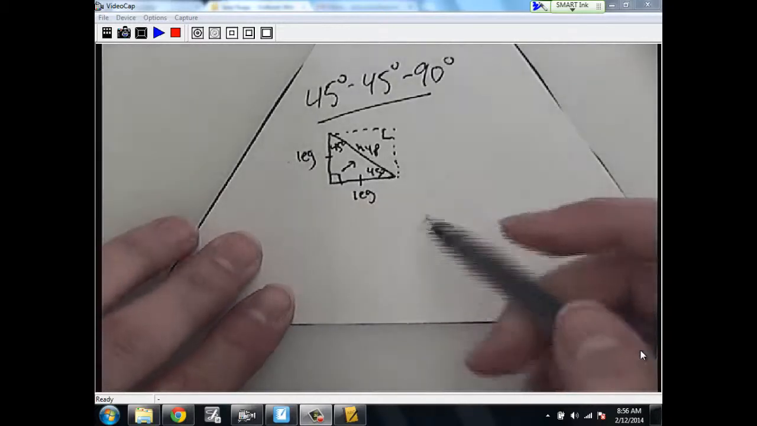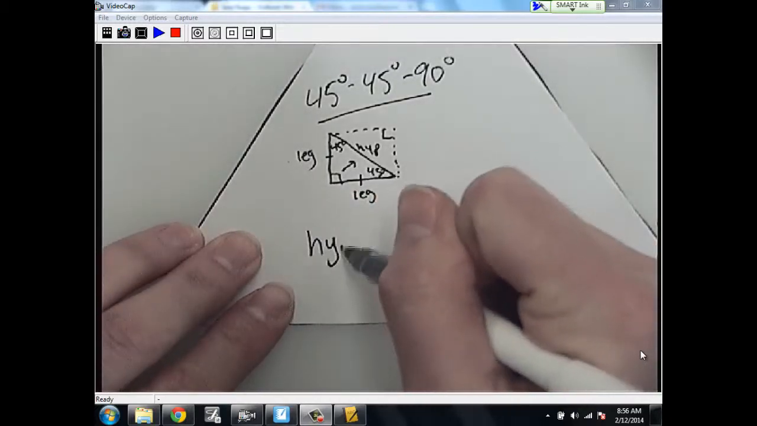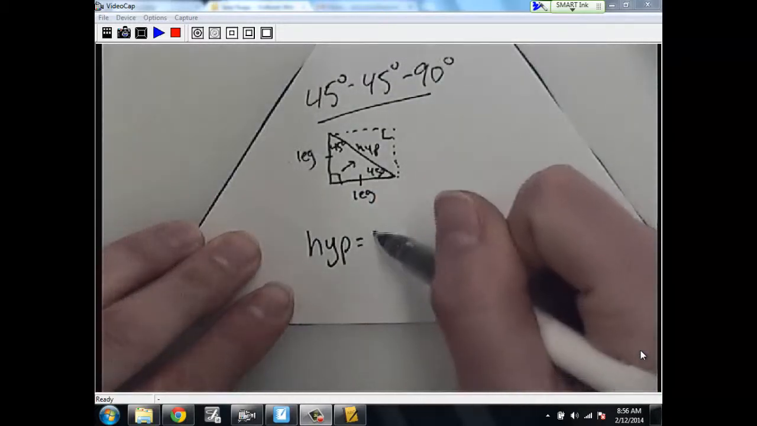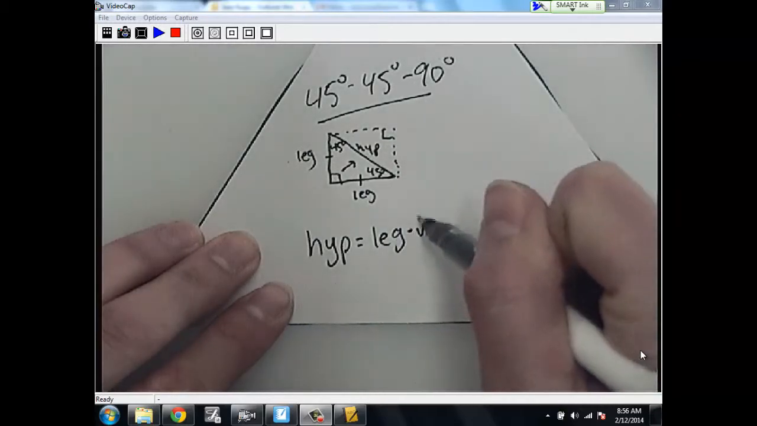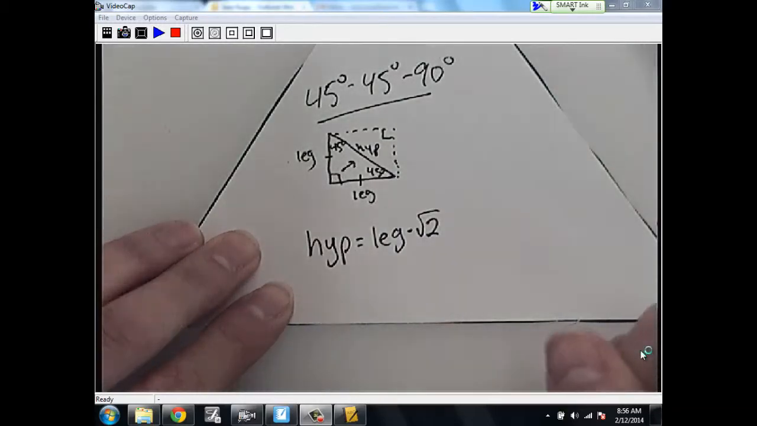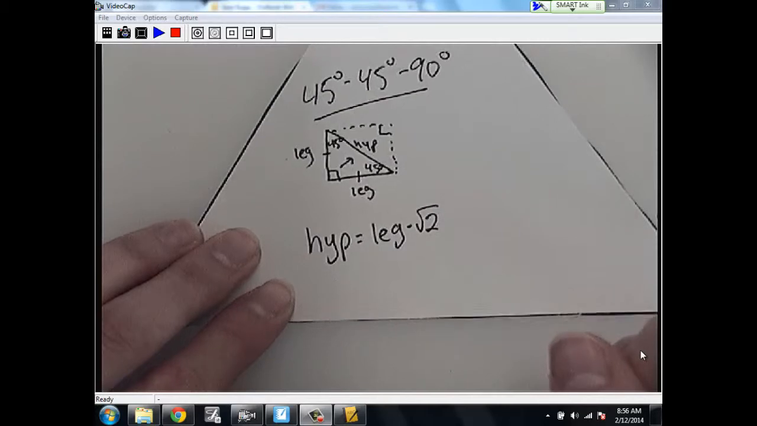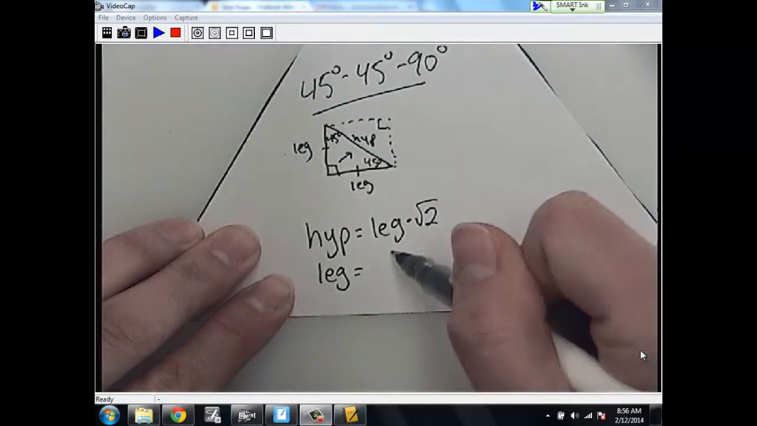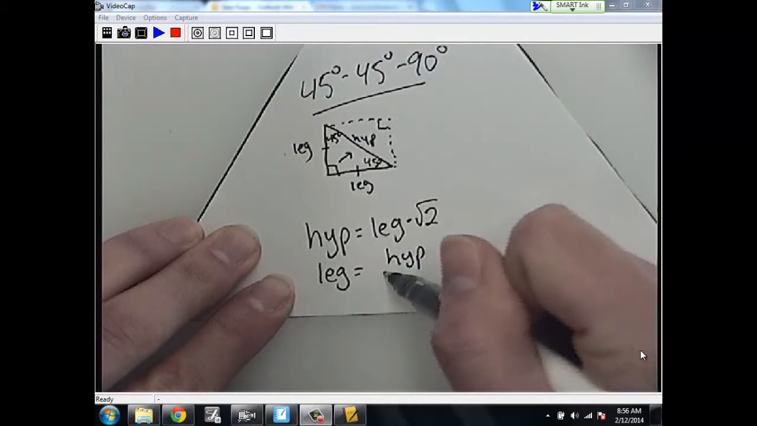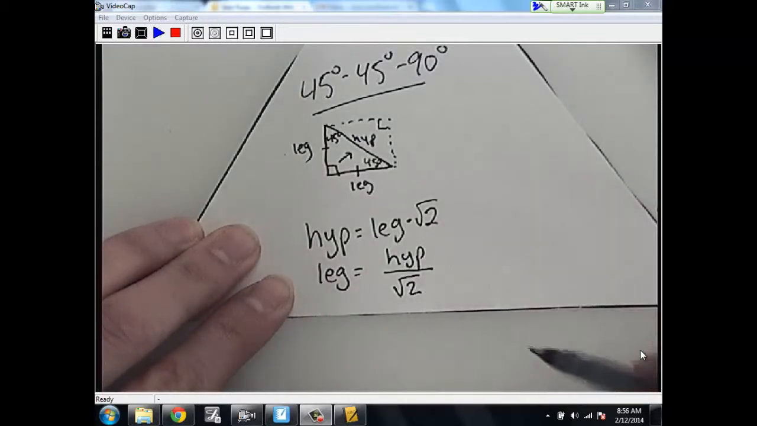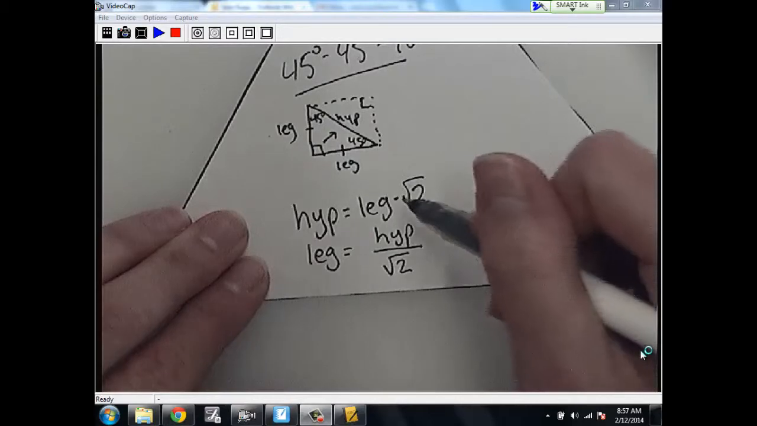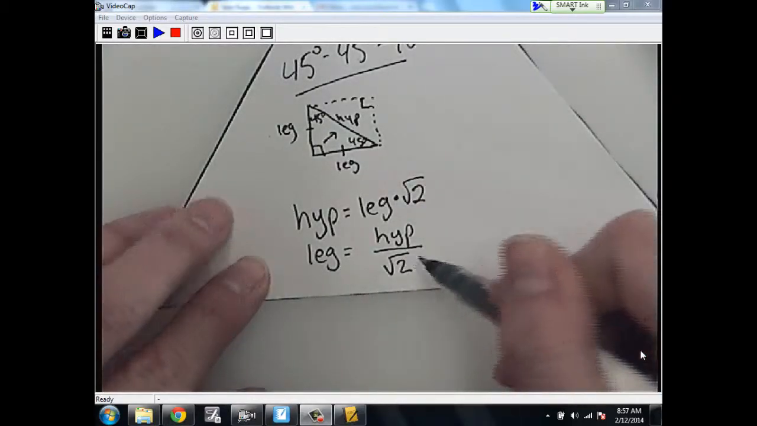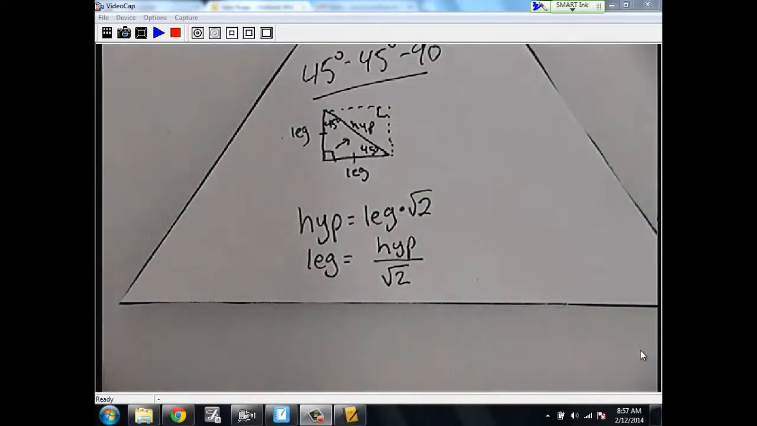Here are the rules that we need to know. If I tell you to find the hypotenuse, we need to know the leg, and then we multiply by the square root of 2. Hypotenuse equals leg times the square root of 2. And the leg equals the hypotenuse divided by the square root of 2. This is times: leg times the square root of 2, and hypotenuse divided by square root of 2.